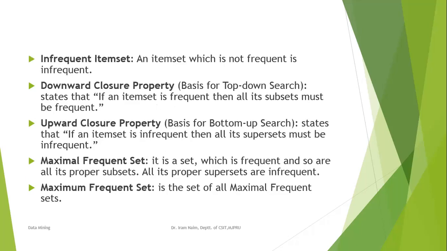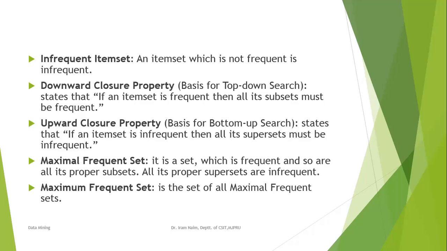Okay, so apart from that, we have infrequent items. Infrequent item set means whose support count is less than the decided threshold value of the support. Then we have 2 properties, downward closure property and upward closure property. What is the downward closure property? It is a top-down search. Top-down search means if an item set is frequent, then all its subsets must be frequent.